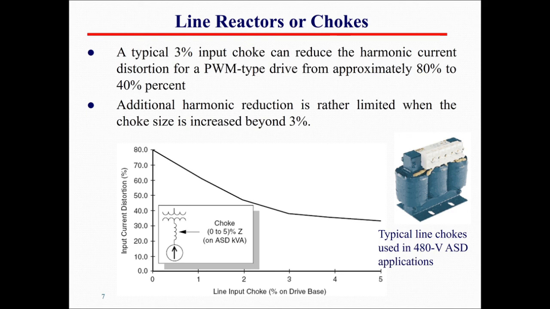Okay, and over here we have a figure that shows the relationship between the current distortion with respect to the size of the choke. So over here it is clear to say that if we have a total harmonic distortion for the current of about 80%, then if we utilize, let us say, a 3% size choke, that can reduce the harmonic distortion to around 40%.